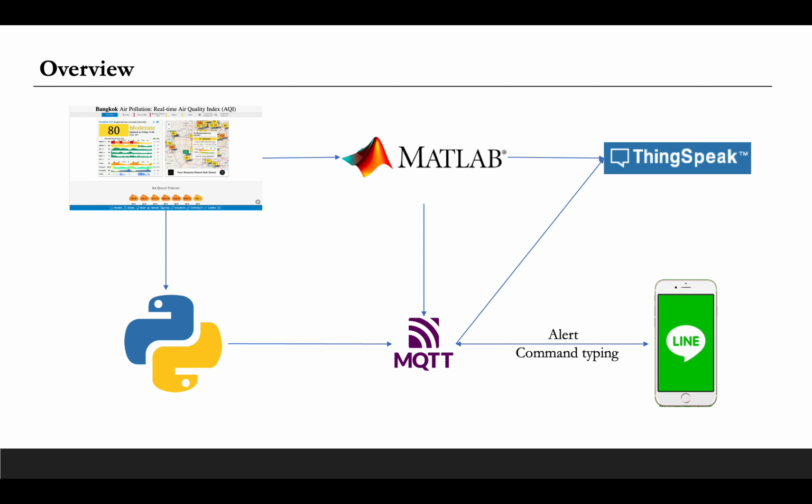I get the recorded data for the last 3 years to forecast with the LSTM network and then send the 7-day data to ThingSpeak. About the Line part, I use Python to connect to Line. So Python will connect with MQTT, which subscribes to the ThingSpeak channel and connects with the Line user. It can do the alert or command typing.